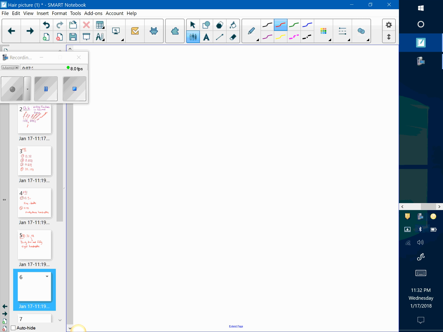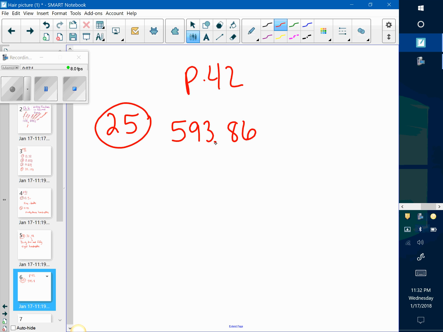Your next example is going to be on page 42. These are just writing the decimal as fractions, and you do not reduce to the lowest terms. Number 25, you have 593.86. We know the whole number is going to be 593, and this is going to be the fraction part. So it's 86, and it's in the hundredths spot, so you would have 100 underneath it.